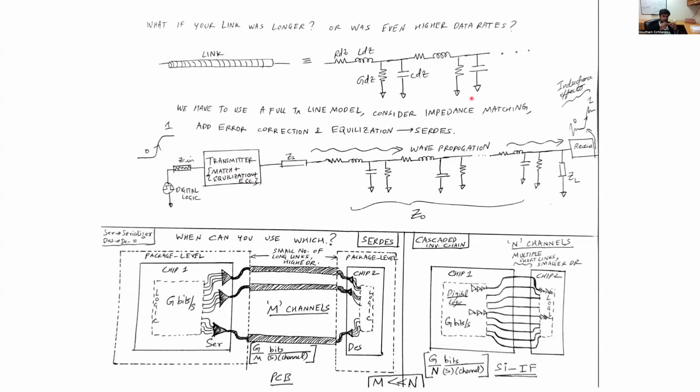So, in summary, if the link was longer than the shortest wavelength of the transmitted signal, or if the link had a very high data rate, then we have to use the full transmission line model, and the design of the transmitter and receiver becomes much more complicated. We can no longer use a cascaded inverter chain driver, and we end up actually designing something called a SerDes, which is outside of the scope of this lecture. So now let us look at some basic concepts of when a SerDes is needed and when a SerDes is not needed.